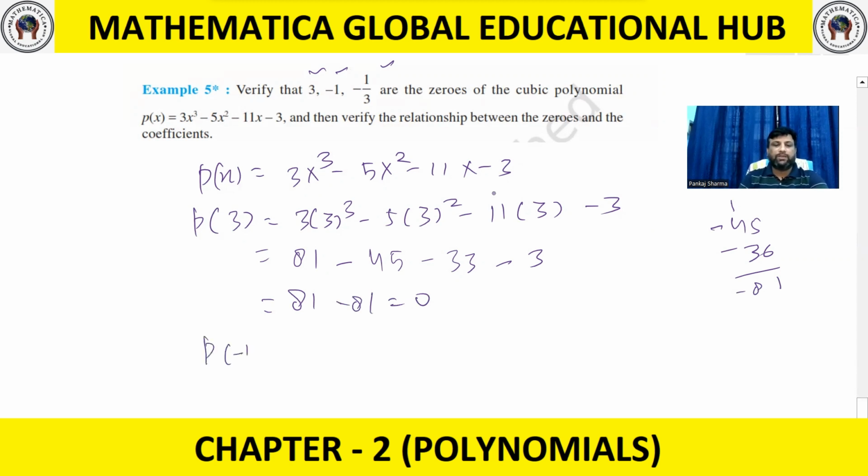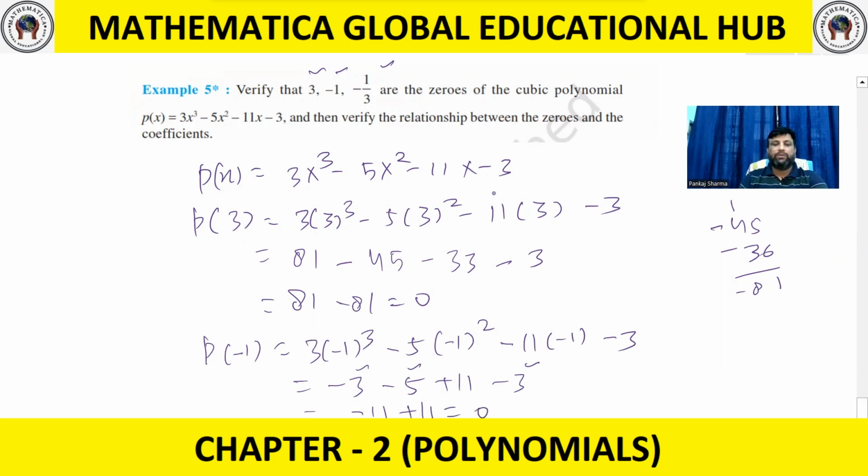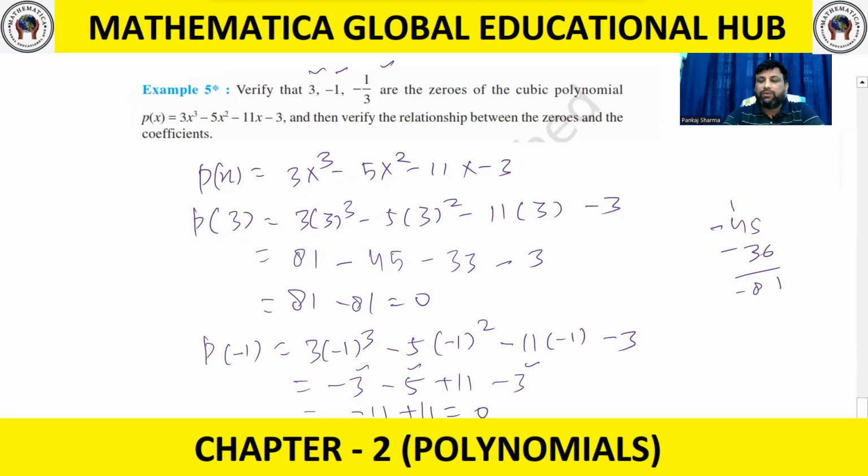Similarly, we can check for p(minus 1). Put minus 1 in the polynomial: 3 into minus 1 whole cube minus 5 into minus 1 whole square minus 11 into minus 1 minus 3. Minus 1 cube is minus 1, so minus 3 and minus 5. Minus 11 into minus 1 is plus 11, and minus 3. If I add, it will be minus 11 and plus 11. Overall it will be 0. Got it?